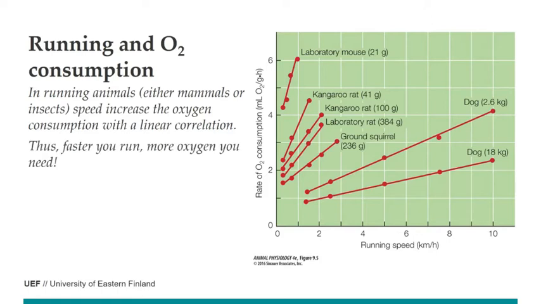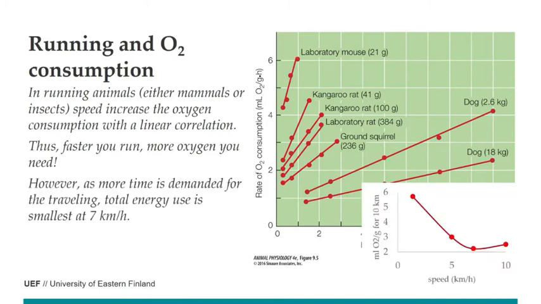And the idea is that the faster you are running, the more oxygen you need. But when we calculate for this large dog how much oxygen it used for 1 kilometer or 10 kilometers, you can see that the total energy use is actually smallest at a moderate speed, maybe 7 kilometers per hour.